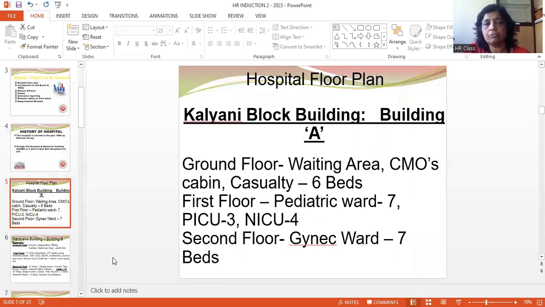Now coming on to the hospital floor plan. Building A, as you know, is the Kalyani block. The name of the building is Kalyani block. Ground floor, there is waiting area, CMO cabin, the casualty with 6 beds, and we have the PRA department as well. Then going on to the first floor, we have pediatric ward 7 beds, and ICU 4 beds and PICU 3. Second floor, gynec ward 7 beds.